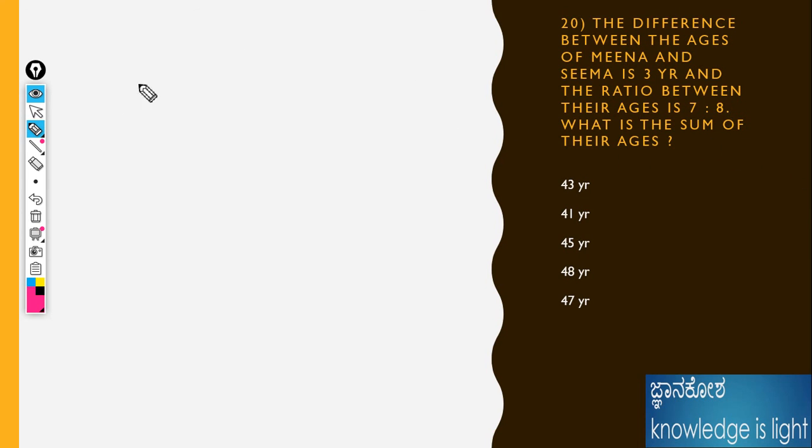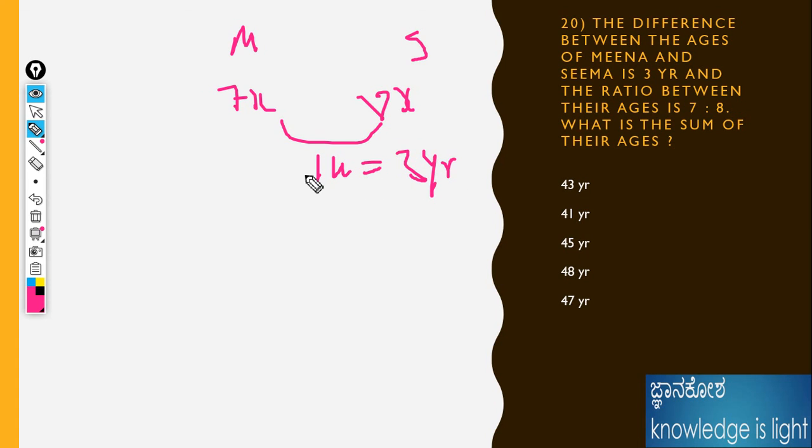This is the 1 second calculation. Fine, I will calculate Meena and Seema as 7x and 8x, and the difference is, what is the difference? 1 unit. Therefore 1 unit is equal to 3 years. Understand? Therefore the sum of the ages they were asking is 7 times 3 is 21 plus 8 times 3 is 24. The answer is 45 for this question.